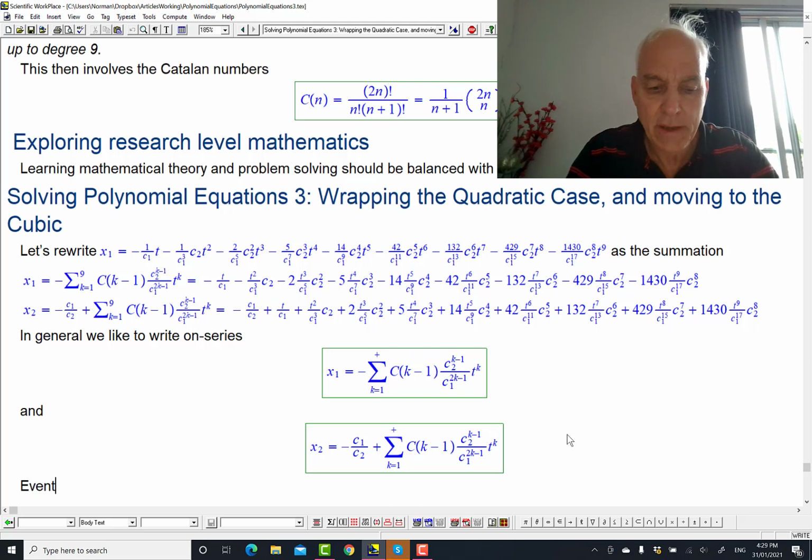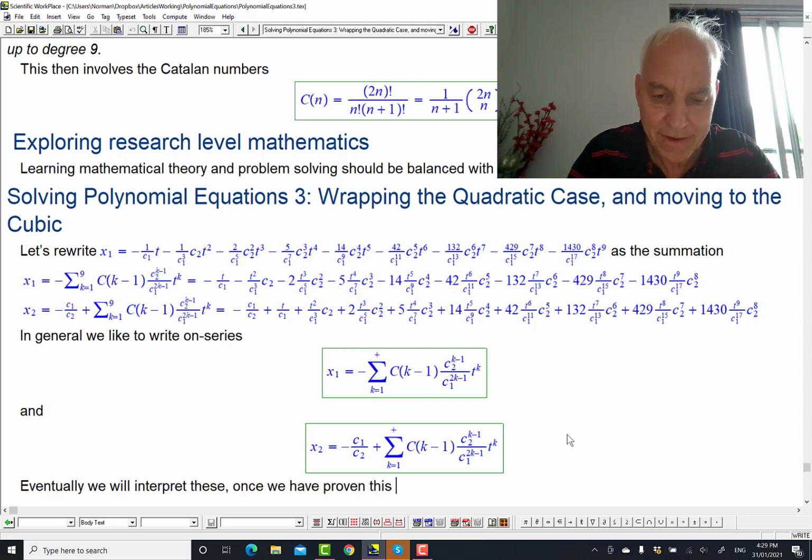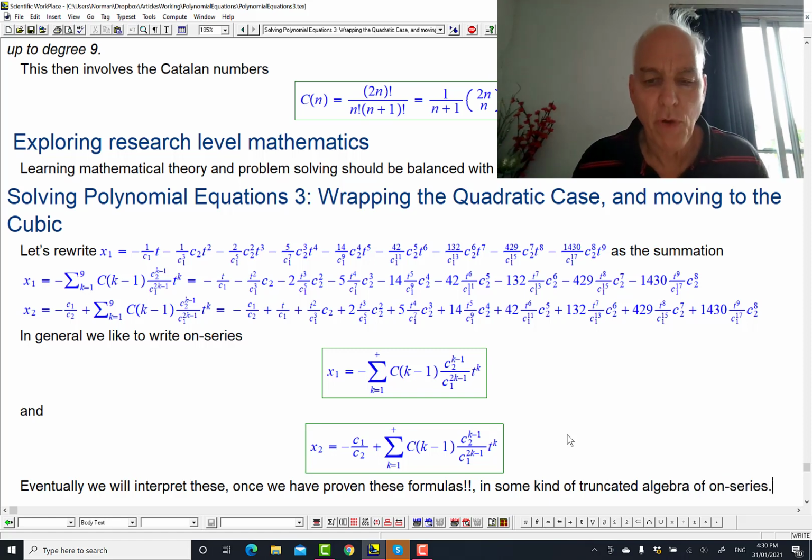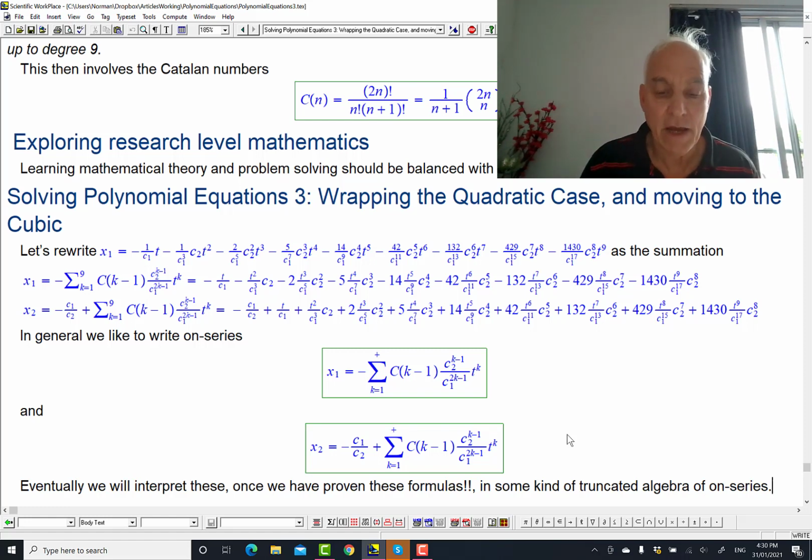So, eventually we will interpret these once we have proven this formula, or these formulas, in some kind of truncated algebra of power series. Okay, but we're just exploring right now, so we don't have to nail everything down. We just want to get some formulas and then stare at them and contemplate them.